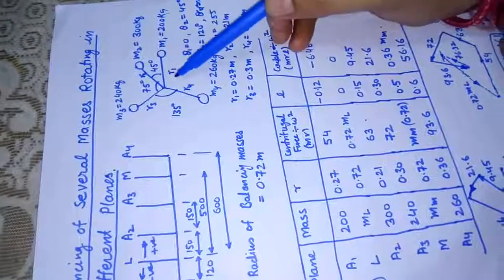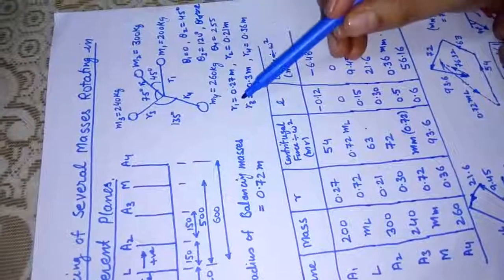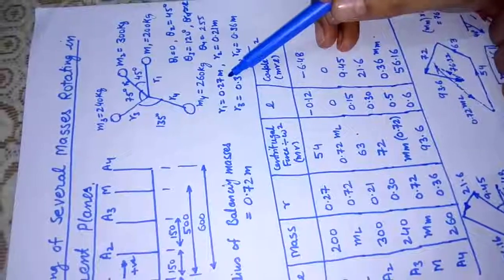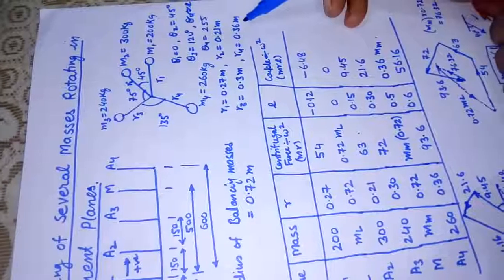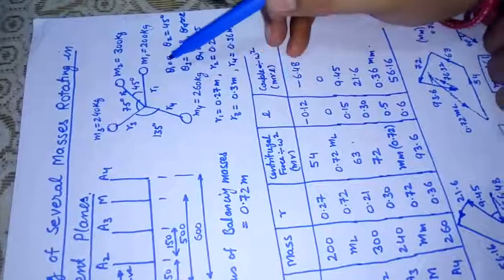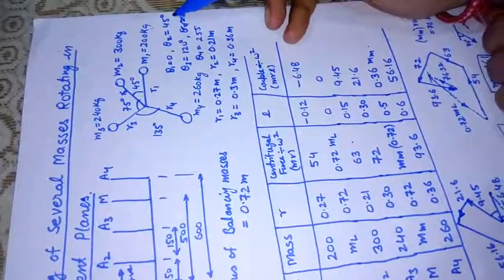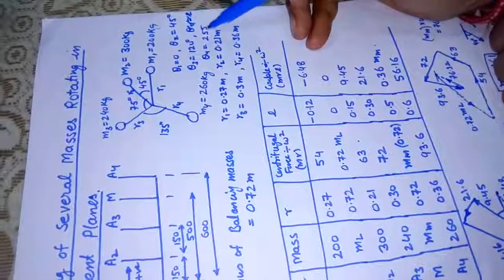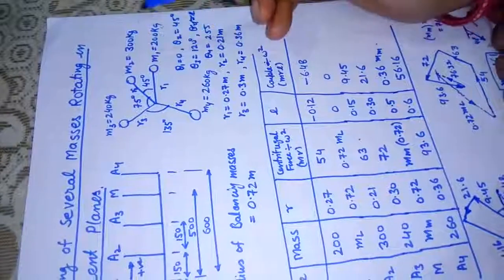Their radial distances R1, R2, R3, R4 are given here. R1 is 0.27, R2 is 0.21, R3 is 0.3, R4 is 0.36. The angles are also given. M1 is taken at theta equal to 0. M2 is at theta 2 equal to 45, theta 3 is 120 and theta 4 is 255, measured with respect to the x-axis.